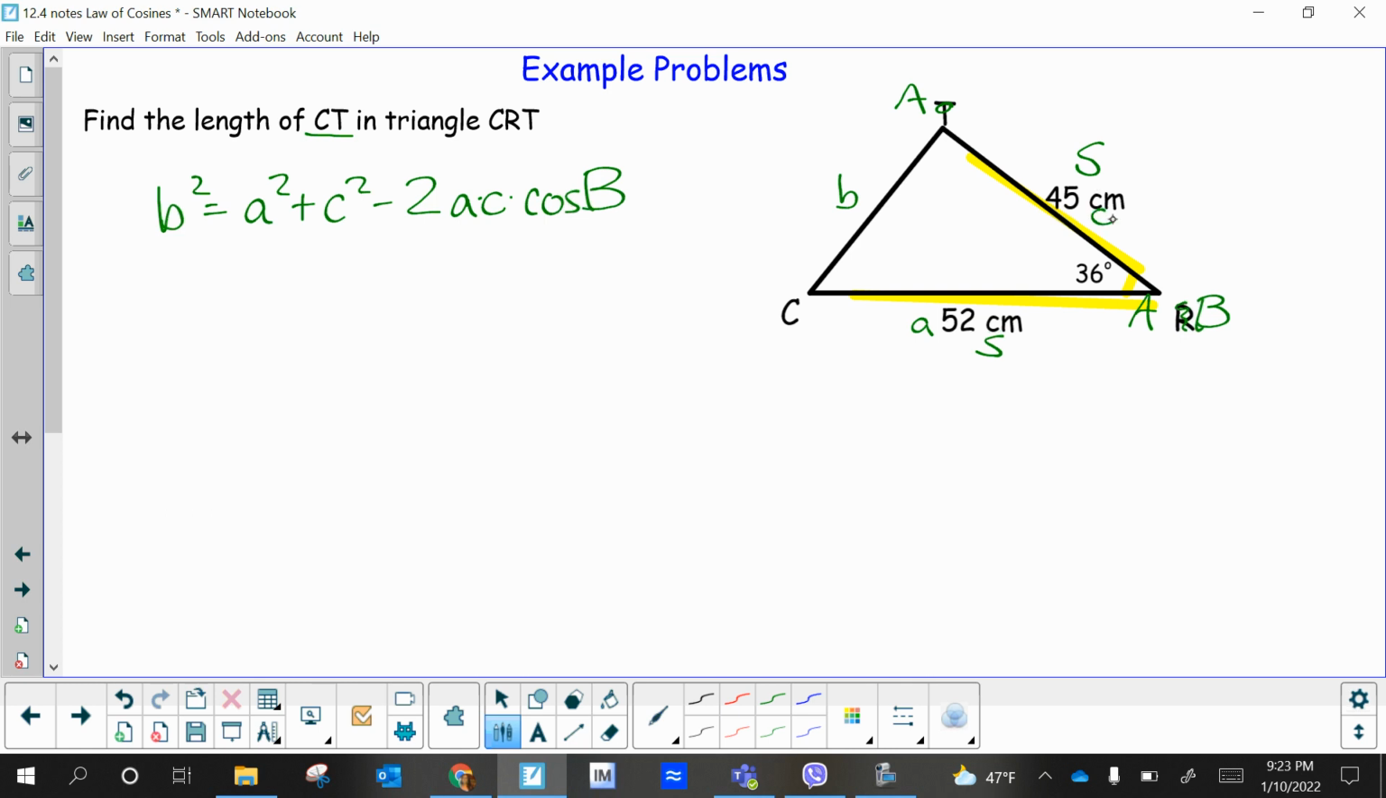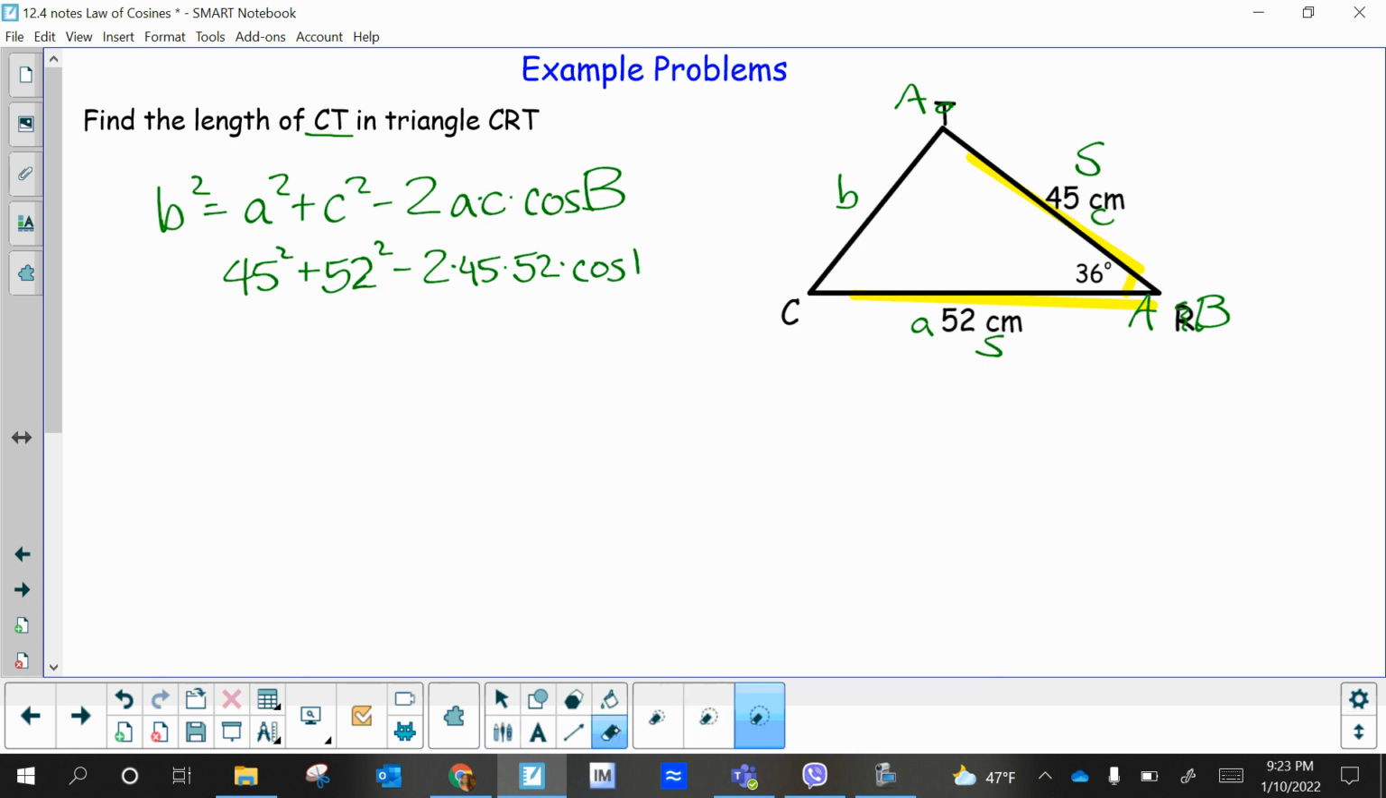So obviously this is little c, and that's little a. So I'm going to do 45 squared plus 52 squared, not equal, sorry, that should be minus 2 times 45 times 52 times cosine of 36 degrees, which that's your angle B. All right, so I've got everything plugged in. So now I just need to do the math.